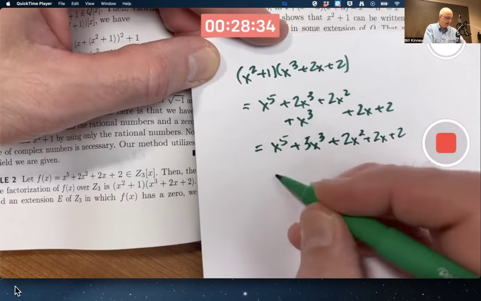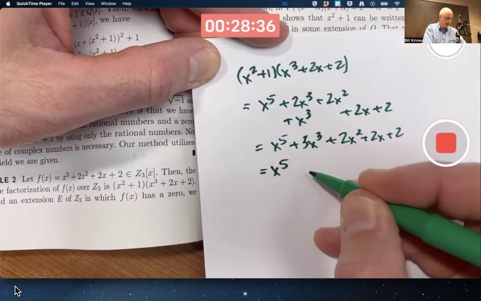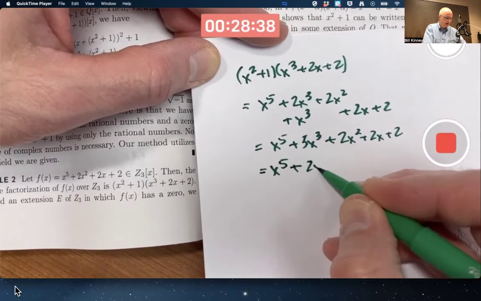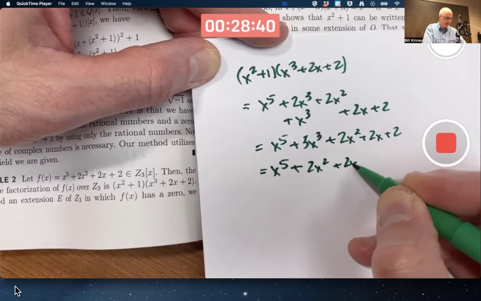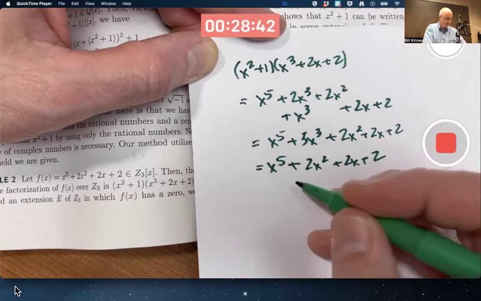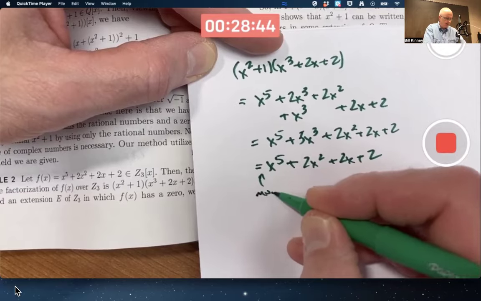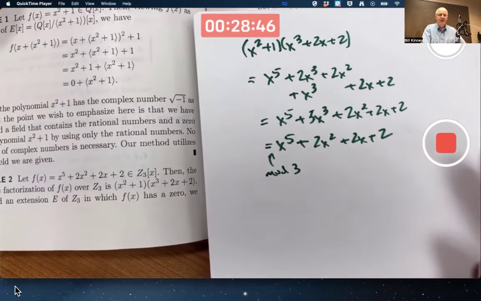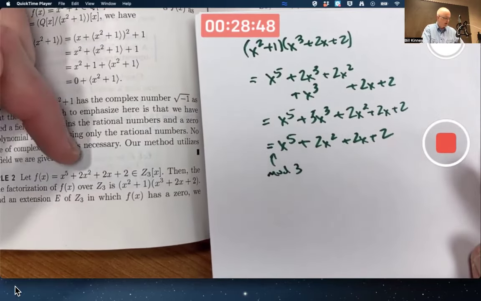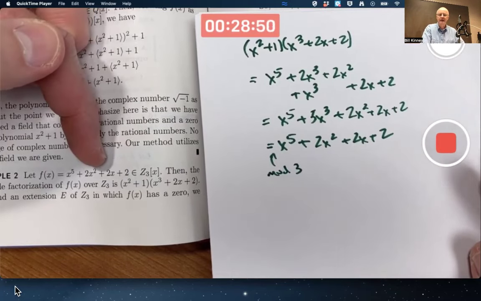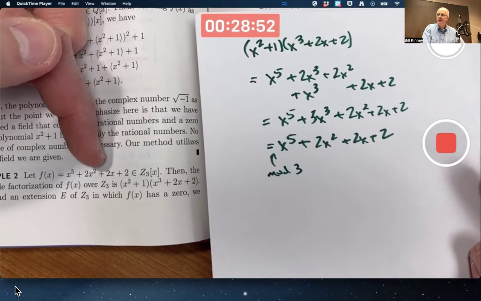So I'll write it, but then I'll get rid of it. X to the 5th plus 2x squared plus 2x plus 2. We're doing the calculation mod 3 there for the coefficient, and compare what's in the book. And you see we did verify that we get this 5th degree polynomial.